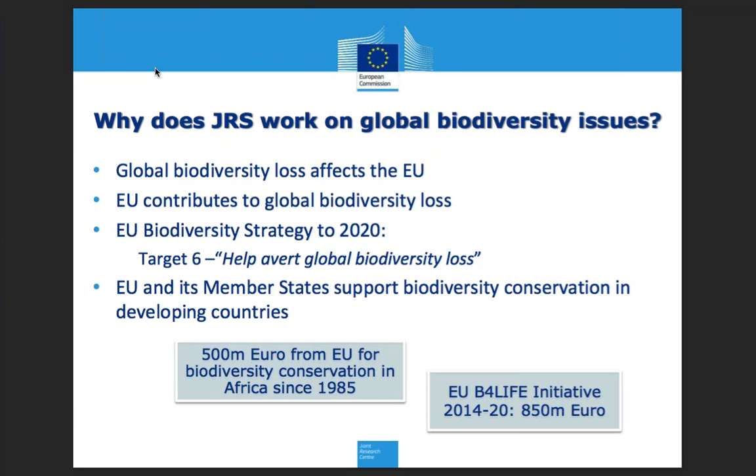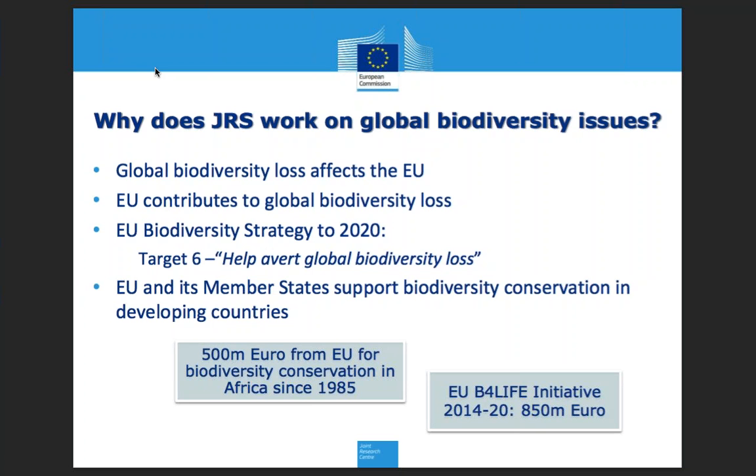On the other hand, the European Union and the member states are, in some cases, strong donors of funding for biodiversity conservation, particularly in developing countries through development cooperation funding, and there are quite strong examples of that. For example, particularly in Africa, in the last couple of decades or a bit more, over 500 million euros have been invested by the European Union in biodiversity conservation, supporting efficient management of protected areas, etc.